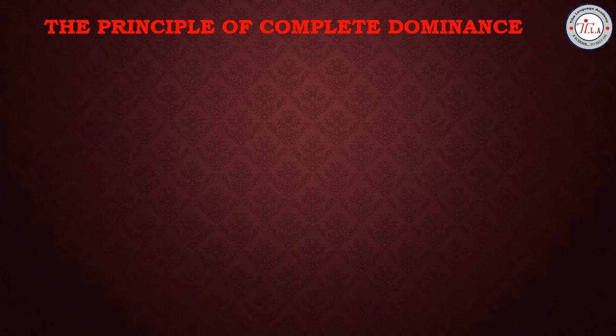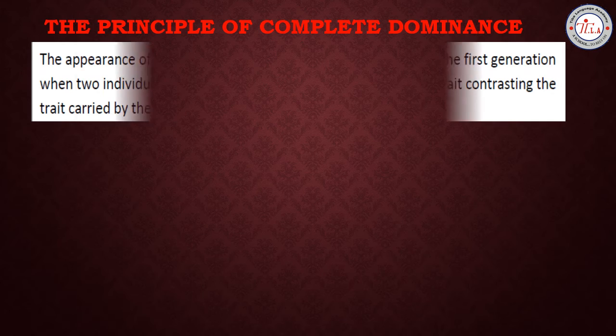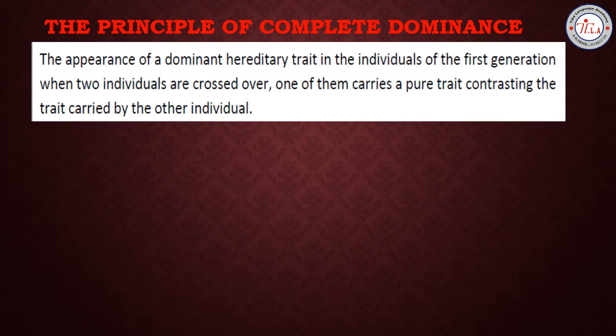The principle of complete dominance. The appearance of dominant hereditary trait in the individuals of the first generation when 2 individuals are crossed. One of them carries a pure trait, contrasting the trait carried by the other individual.